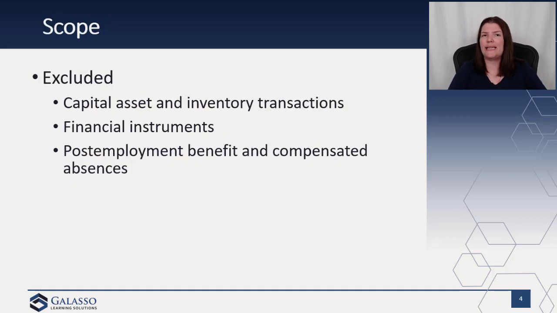Now, not everything is in the scope of this standard. In fact, scope has been one of the big topics of conversation here. So they have gone back and forth. There's been some pretty big changes from even the ITC. So right now, the major items that are being excluded from this preliminary views document: capital assets and inventory transactions, financial instruments, and then post-employment benefits and compensated absences. So they want this to be comprehensive. They want it to really look at all types of transactions. And so as a result, they tried to minimize the items that are being excluded.